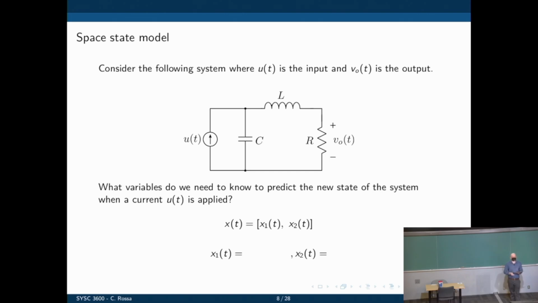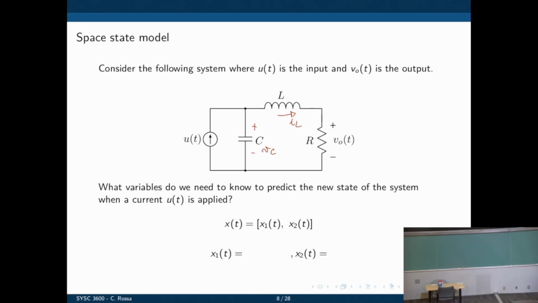The voltage in the capacitor, very good. How do we know that? Because the capacitor can store energy in the form of electrical energy. And that energy depends on the voltage. What else? Along the same lines, we have another thing that can store energy here, the inductor. And the inductor stores energy in the form of magnetic energy, and that depends on the current. All right, so to know the future behavior of this system, we'll need to know two things: the voltage across this capacitor and the current through the inductor.